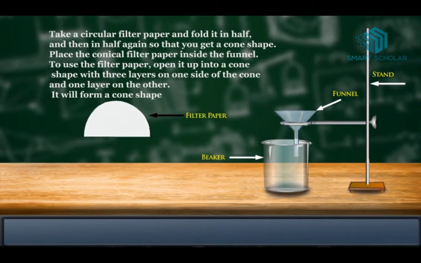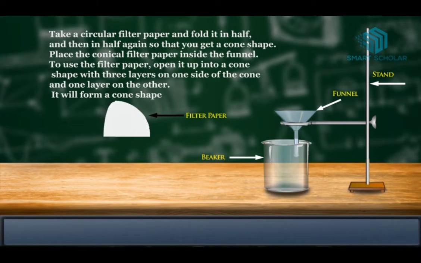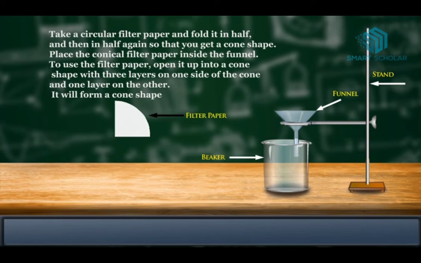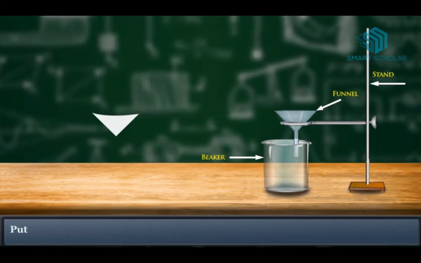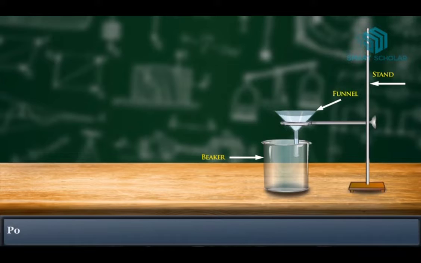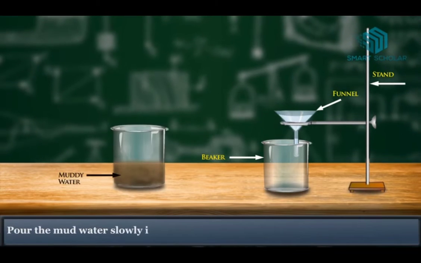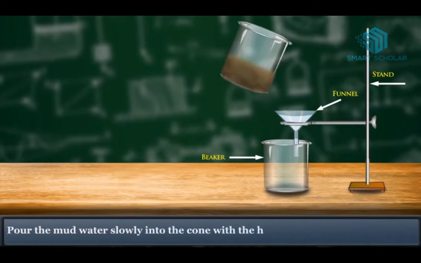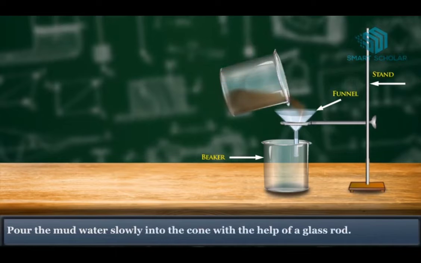To use the filter paper, open it up into a cone shape with 3 layers on one side of the cone and 1 layer on the other. It will form a cone shape. Put another glass beaker below the funnel. Pour the mud water slowly into the cone with the help of a glass rod.